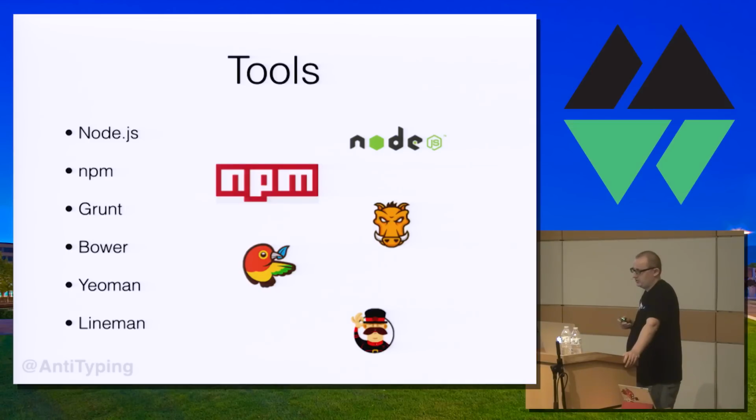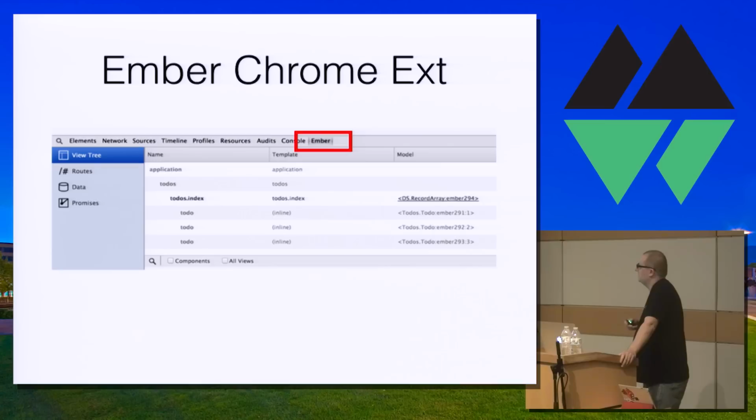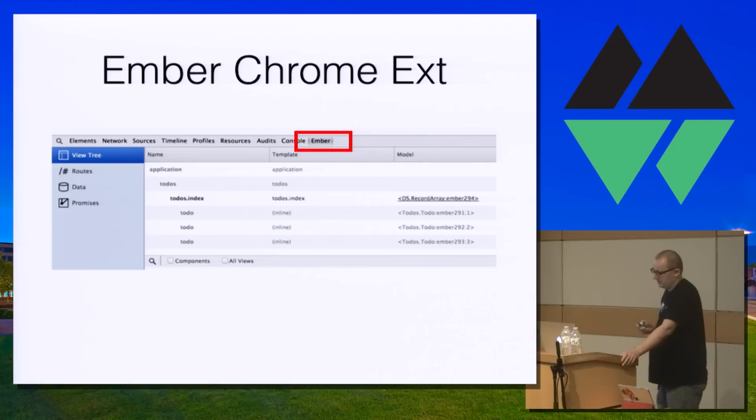There's Bower to manage your dependencies. And there are tools like Yeoman and Lineman, which actually structure the development workflow. And I'm going to show you today how to use those tools. And if you are working on Ember apps, there's also a browser extension that you can use. This is an example from Chrome. It's very helpful because you can actually introspect the structure of your Ember application. So if you are working on Ember apps, you should definitely get this plugin.